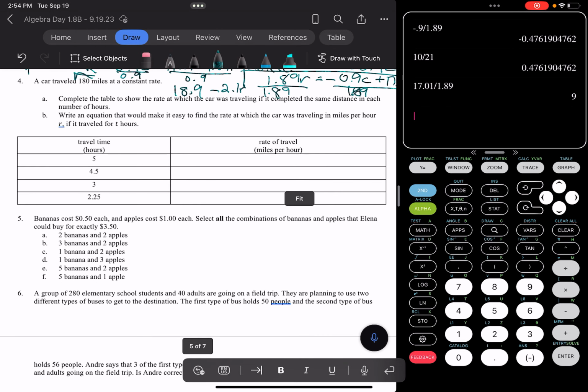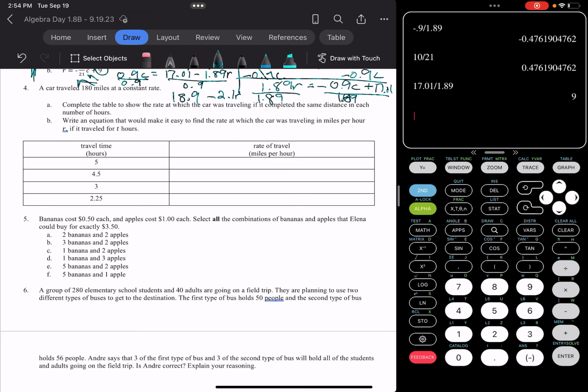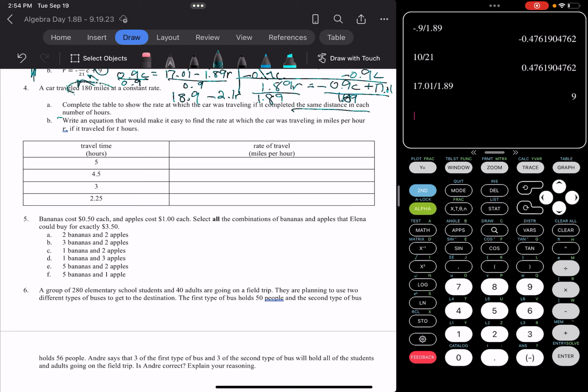So next up, we have a car traveling 180 miles at a constant rate. So that means that it's going the same speed the entire time. It says complete the table to show the rate at which the car was traveling if it completed the same distance in each number of hours. So if it's always going 180 miles, but at a different amount of time, how fast is it going? Rate of travel means what is its speed? How fast is it going?